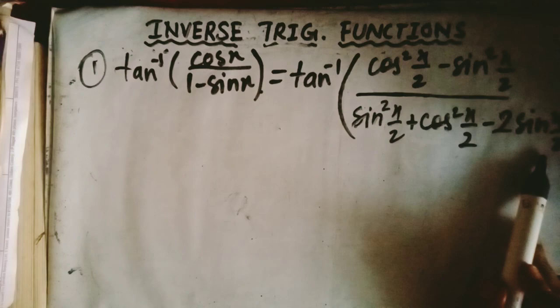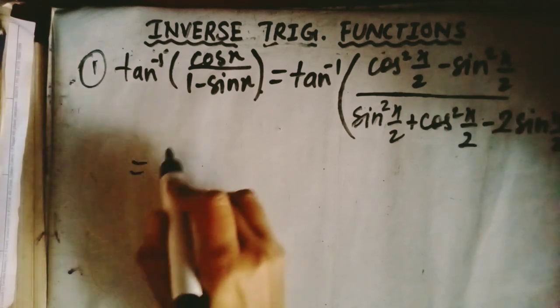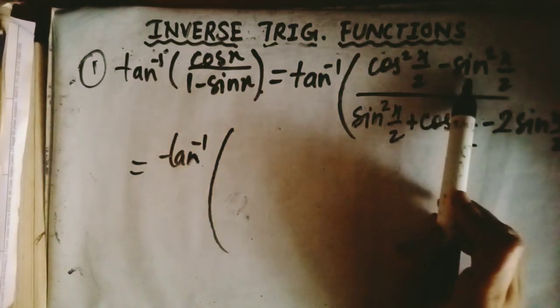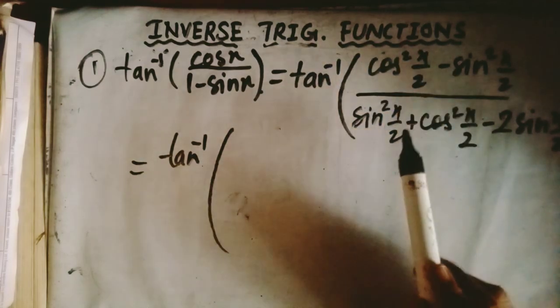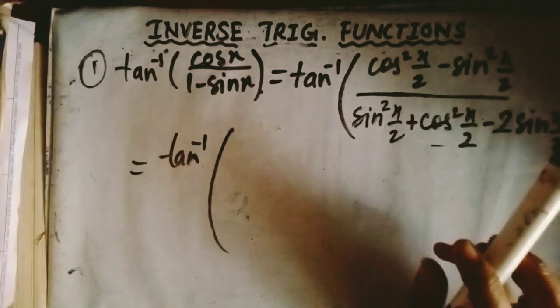So the denominator you can write it as a plus b the whole square. So here it will be a minus b the whole square. Now our numerator is cos square minus sine square, so you have to write the denominator in such a way that it looks like the numerator.